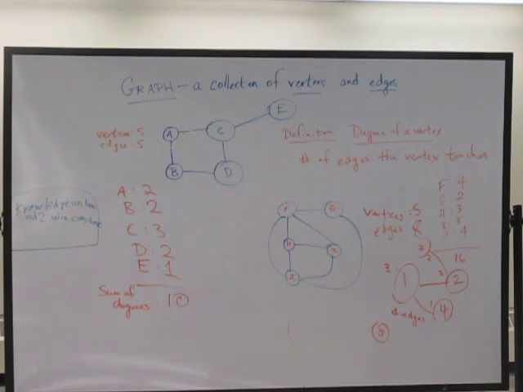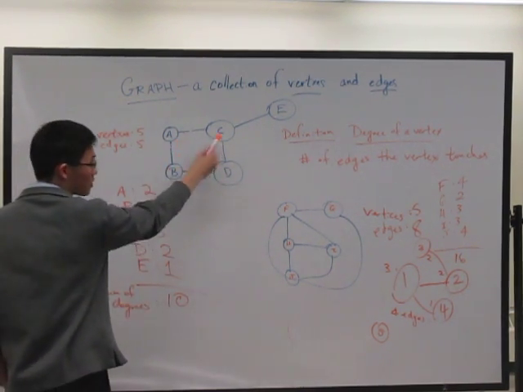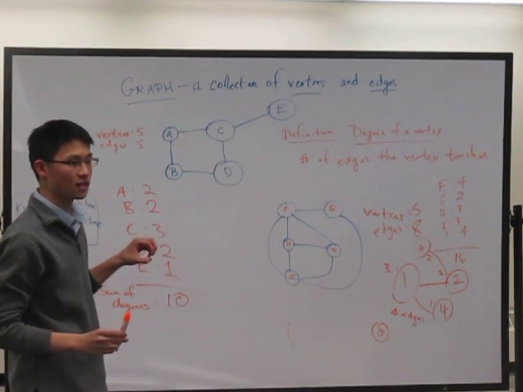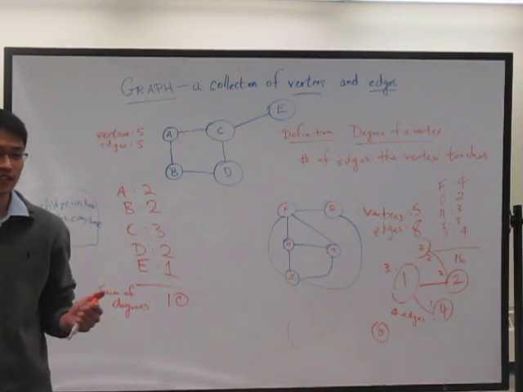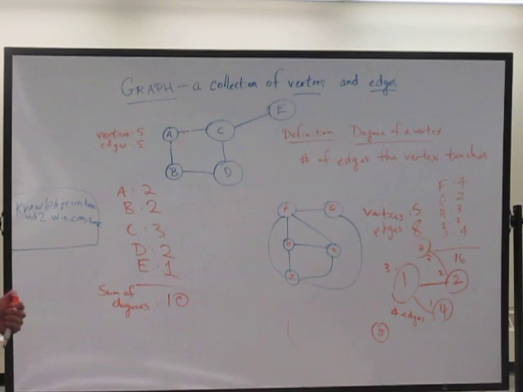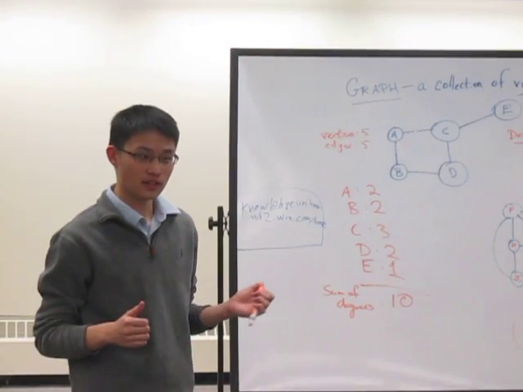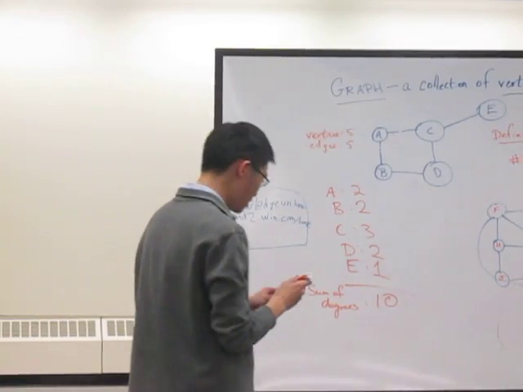Are we good? Should I go faster, slower? I don't get the vertices. What vertices are? Okay, so vertices are just these circles here. They represent objects. And edges are the things that connect them. Okay, got it? All right. Any feedback on how fast I should go, or should I keep going at this speed? Same speed? That's pretty good? Okay. Cool.